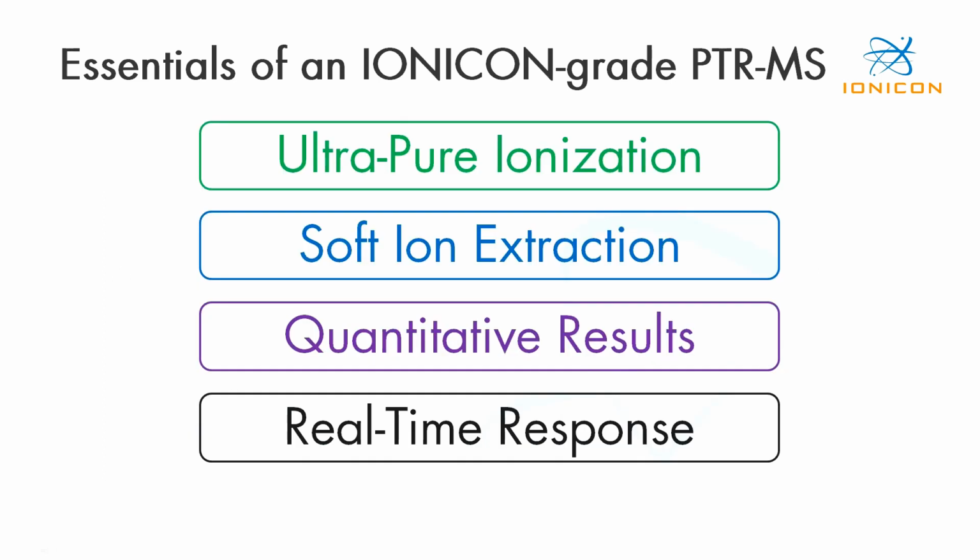Now let me summarize these four key parameters of an IONICON-grade PTR-MS. First of all, we need an ultra-pure ionization process to produce our analyte ions. Then we have to extract the ions from the reaction cell without affecting them. In addition, we need to be able to quantify our time traces even without direct calibrations. And, of course, we want to have it in real time.